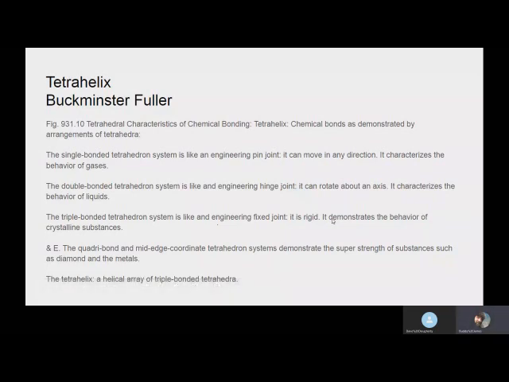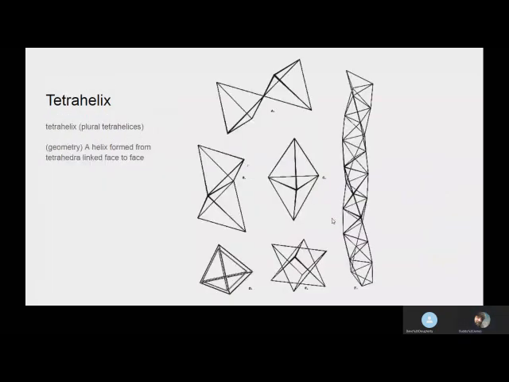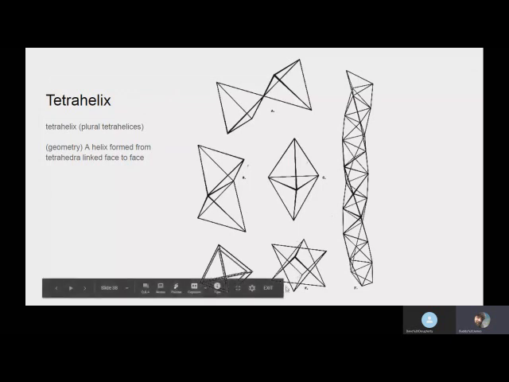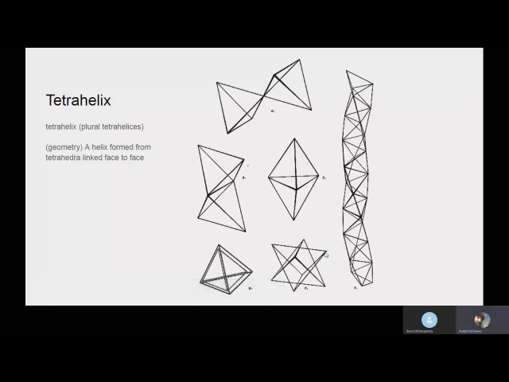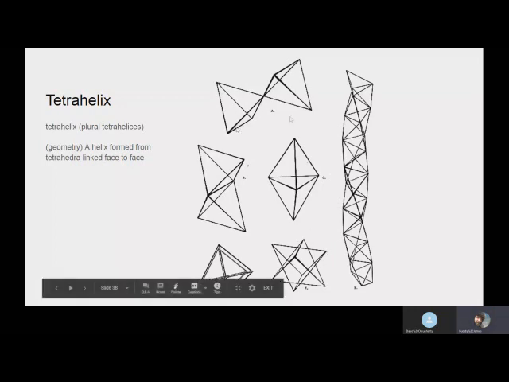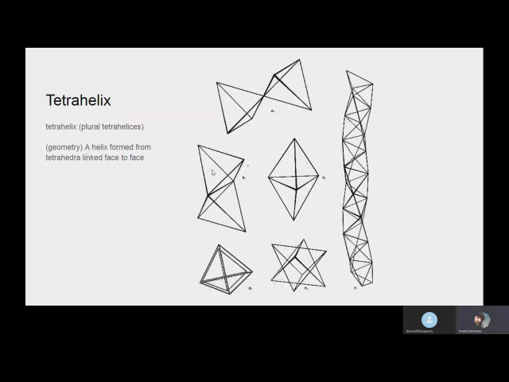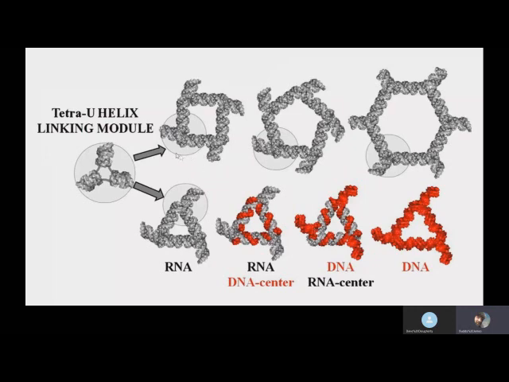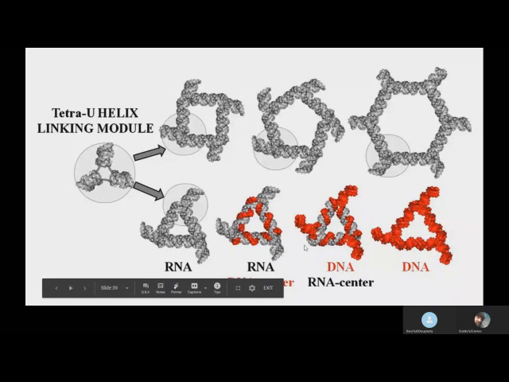The tetrahelix, a helical array of triple bonded tetrahedra. Here's the tetrahelix again. Geometry: tetrahelix, plural, tetrahelices. So the whole thing is composed of tetrahelices, which is why we're so drawn to these, the Merkaba and the star tetrahedron and so many other configurations. Metatron's cube, that's the one I was trying to think of, but geometry, this is the term. Helix formed from linked face to face. That's what it is. So here's a tetra-euhelix linking module, RNA, RNA center, DNA, and there's a bunch more.